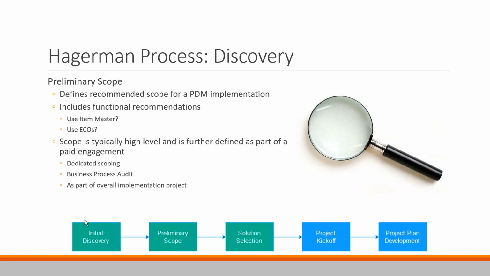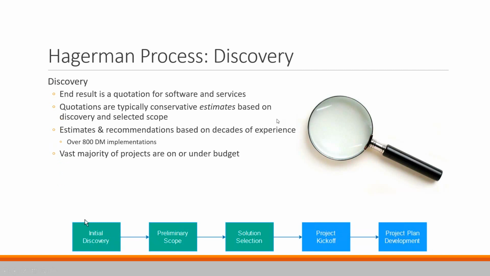But ideally, our initial discovery, our preliminary scope generation, stays usually pretty high level. Depending on the specifics, we do a lot of these, so we can come up with a pretty decent task list to start with. But the end result is typically a quotation for software, for services.